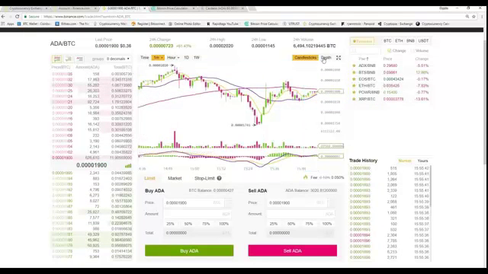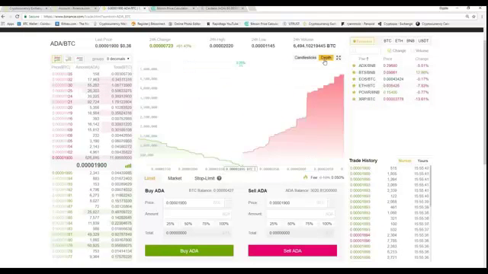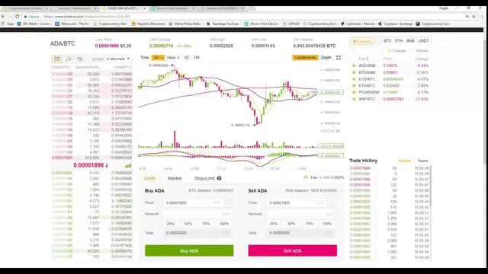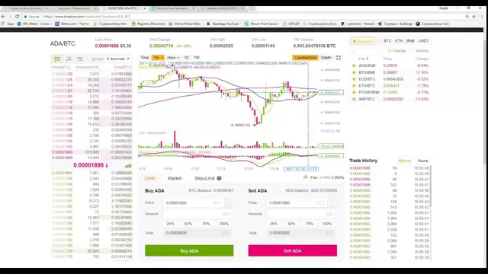Over here, you could change to the depth view, as well as you can do full screen of the depth view, as well as the basic version here of the depth view. I like to keep it as this size. You don't really need the full screen.